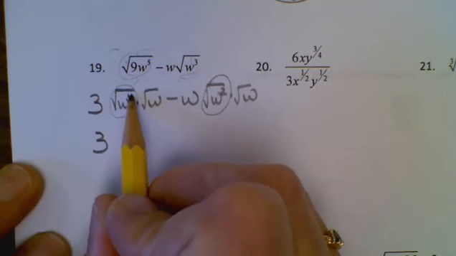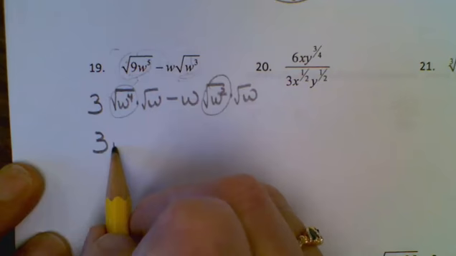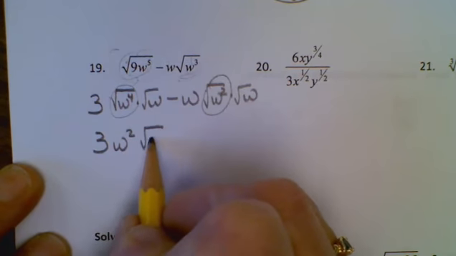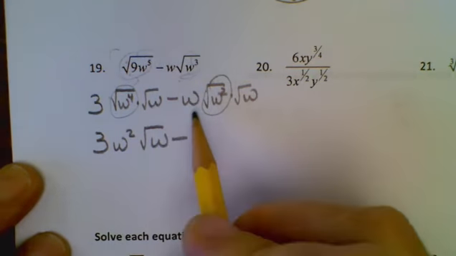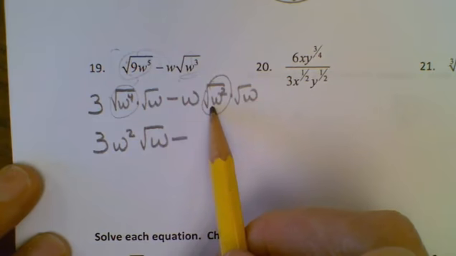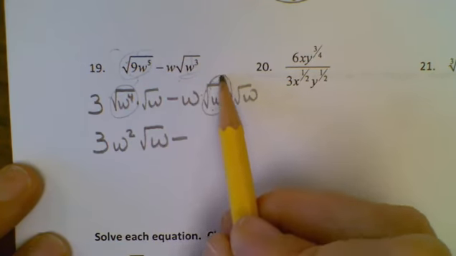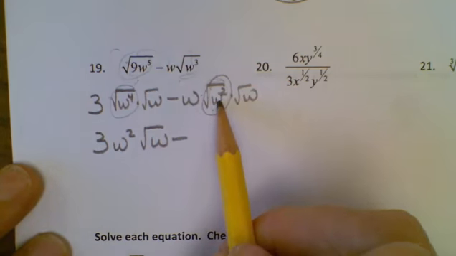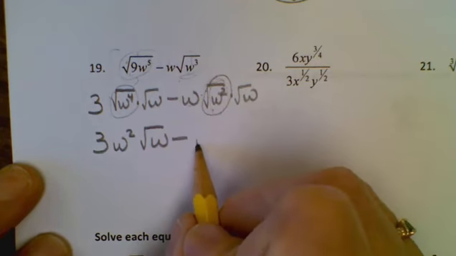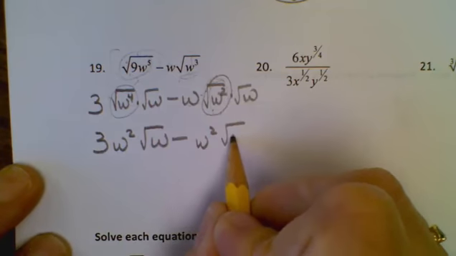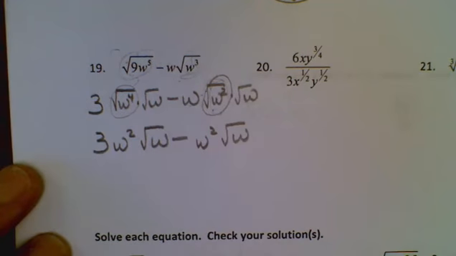W to the fourth, 4 divided by 2 is w squared, minus, here I take the square root of w squared, 2 divided by 2 is 1, so this becomes w to the first, so w times w is w squared, and you still have that square root of w.